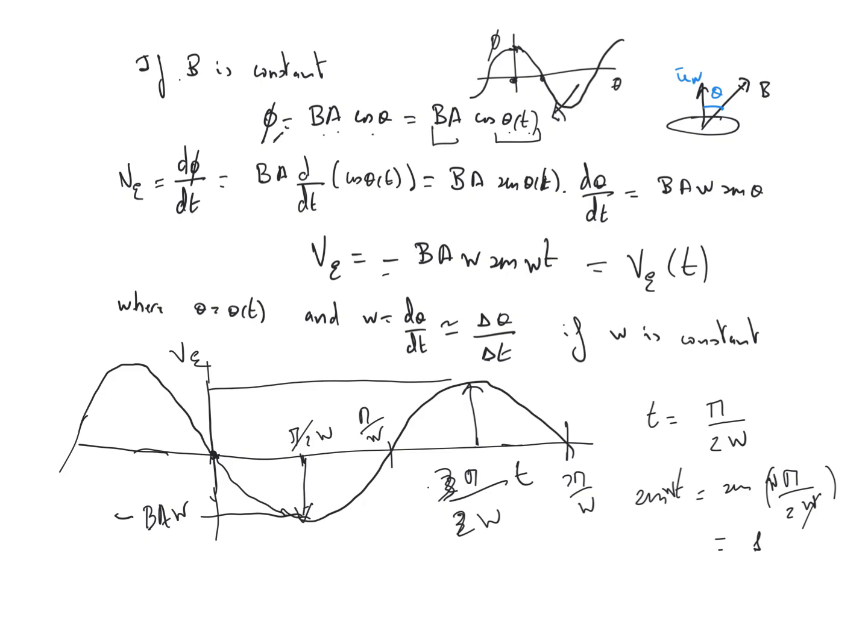And of course the current I will be V sub E over R. So if R, let's say, is 2, the graph of I will follow the current and will be exactly the same graph as V sub E. And this is the graph of I. If R is equal to 2, it is the same graph as V sub E divided by 2. Okay, so these are the graphs of the circuit.